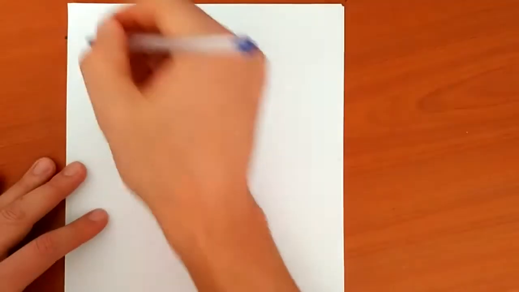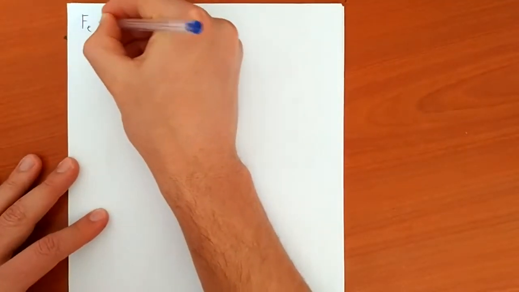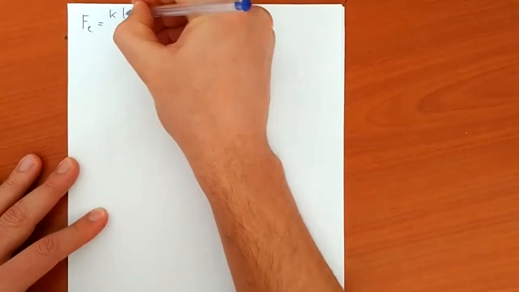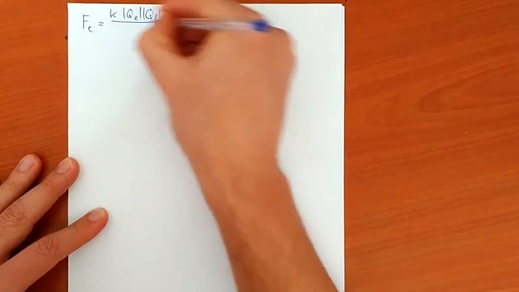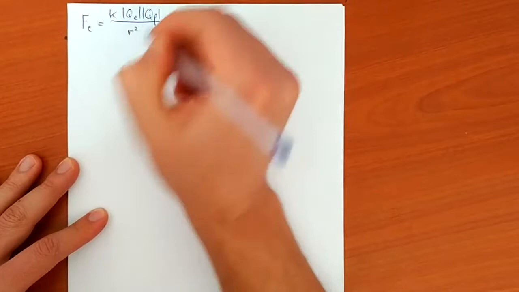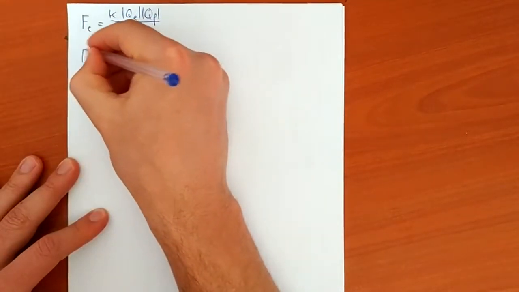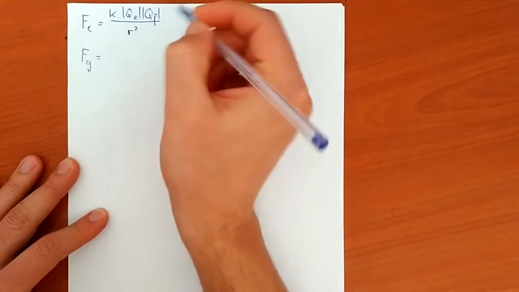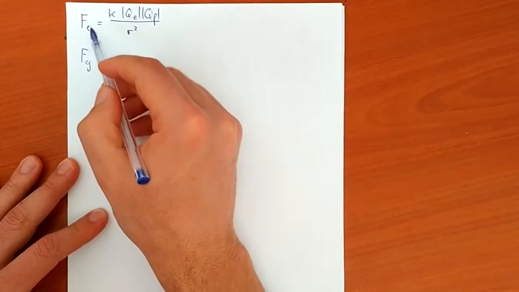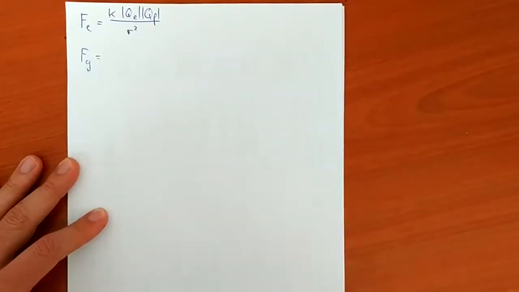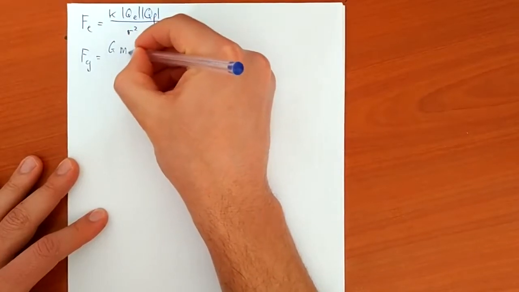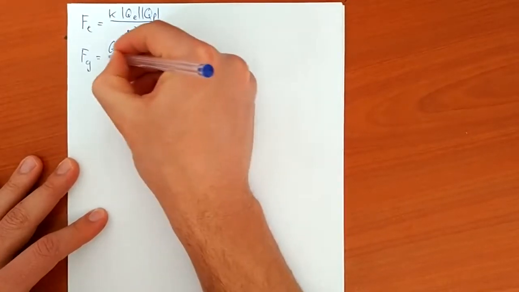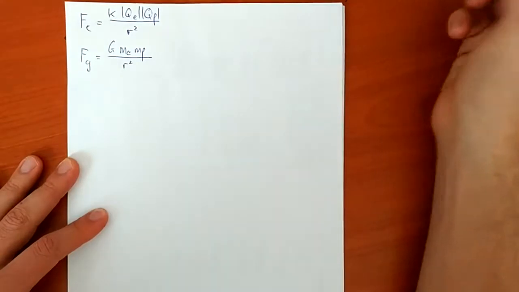So the electric force, this is just Coulomb's law that we know, okay, k times the absolute value of the charge on the electron times the absolute value of the charge on the proton over the distance between them squared. The gravitational force, and notice I put subscripts in this case to distinguish them from one another. This is the gravitational constant G times the mass of the electron times the mass of the proton over r squared.